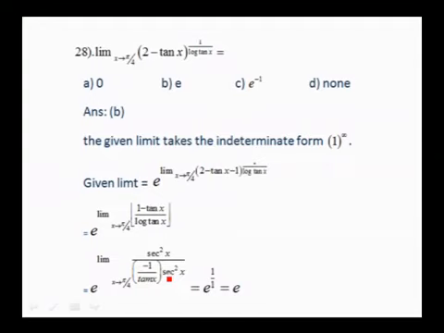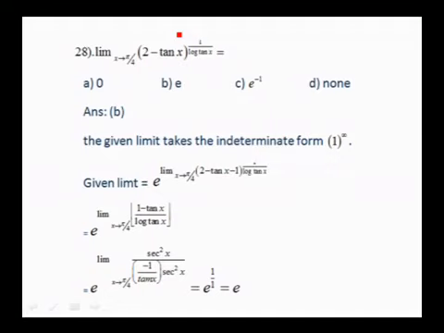28th question, limit as x tends to pi by 4 of (2 minus tan x) whole to the power of 1 by log tan x. So here also, as x tends to pi by 4, you get 2 minus 1, that is 1, and 1 over log tan x, that is 1 over log tan pi by 4, and tan pi by 4 is 1, 1 by log 1 is 1 by 0, infinity. So totally this takes the indeterminate form 1 to the power of infinity.